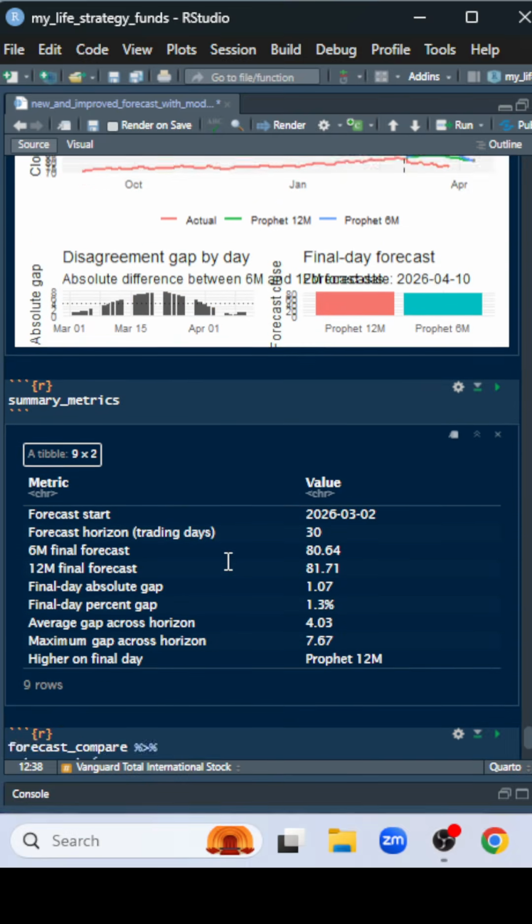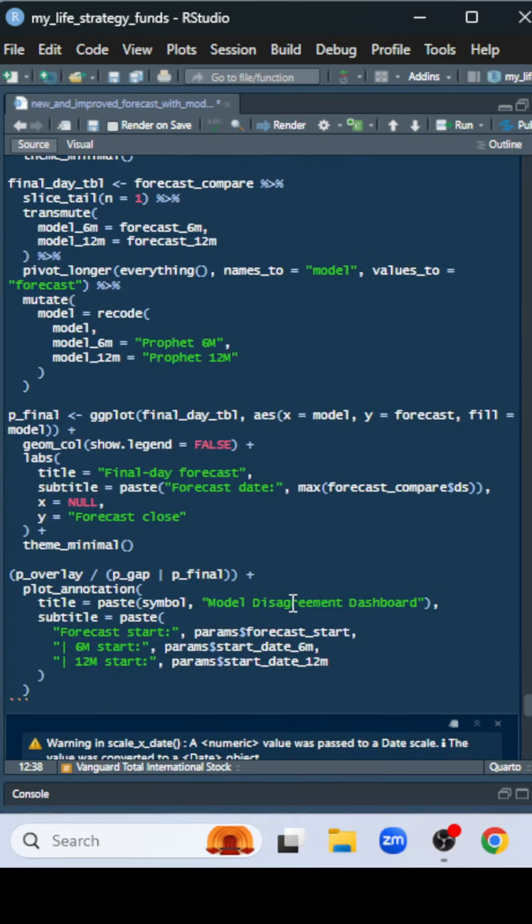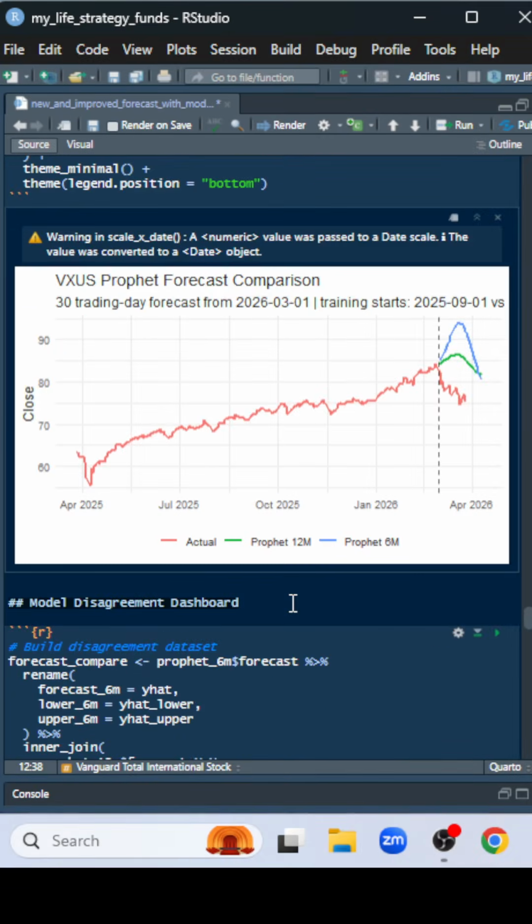All right. Here's our summary. What does it say up here? The 6 month forecast is 80.64 and the 12 month is 81.7. Very close, a difference of only 1.3%. There you have it. Your forecast for the Vanguard International Total Stock Fund.